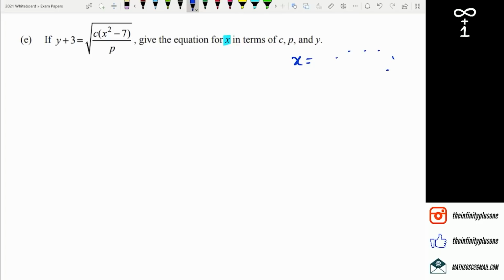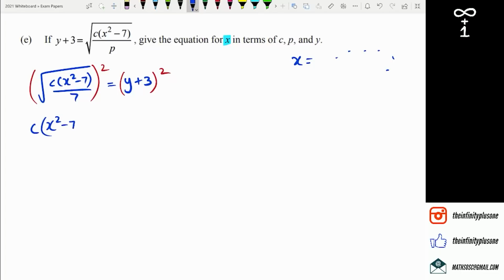So what I'm going to do is, just to start off, I'm going to start like this: the square root of x squared minus 7 over p equals y plus 3. Now you don't need to expand anything. It's just rearranging. So the first thing I want to do is get rid of the square root button. So I'm going to square this side, which means I've also got to square the other side. When I do this, I'm going to end up with c times x squared minus 7, and I just realized that's a p, divided by p equals y plus 3 squared.